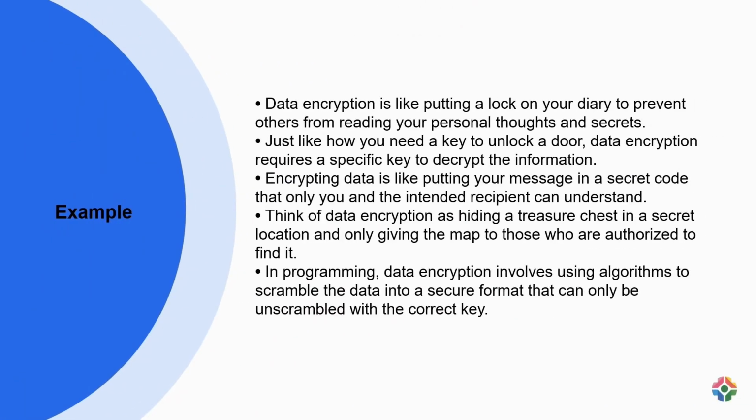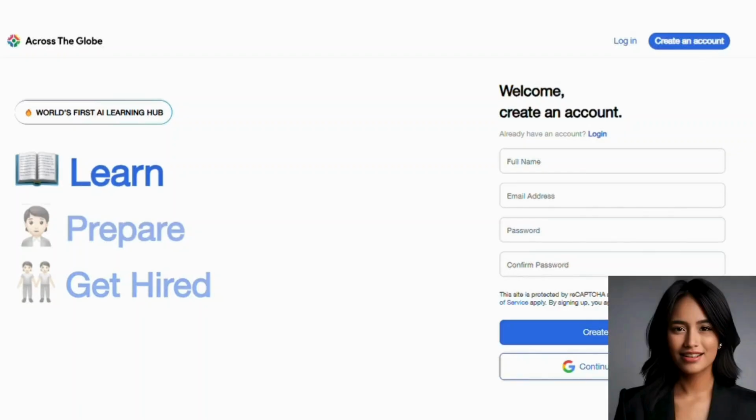Data encryption is like putting a lock on your diary to prevent others from reading your personal thoughts and secrets. Just like how you need a key to unlock a door, data encryption requires a specific key to decrypt the information. Encrypting data is like putting your message in a secret code that only you and the intended recipient can understand. Think of data encryption as hiding a treasure chest in a secret location and only giving the map to those who are authorized to find it. In programming, data encryption involves using algorithms to scramble the data into a secure format that can only be unscrambled with the correct key.